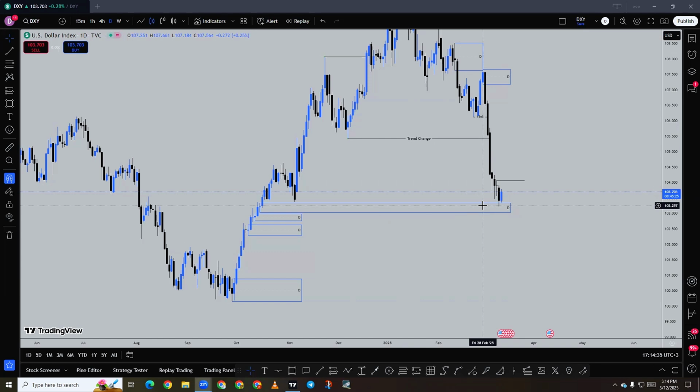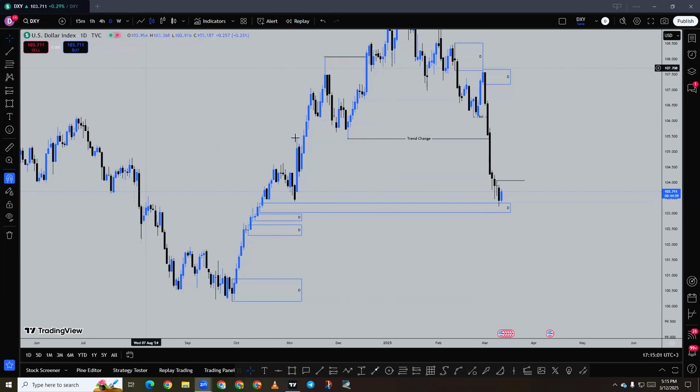So this week, I'm going to be focusing on the main pairs that we normally trade. That is the EURUSD and GBPUSD. And probably, if time allows, we're going to look at the USDJPY. DXY, naturally, we have to look at it. All right, so starting off our midweek analysis, we have the DXY.